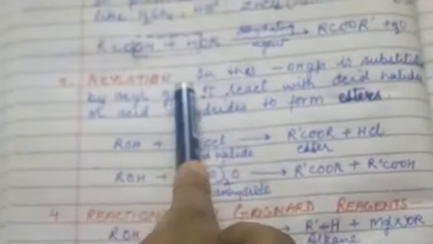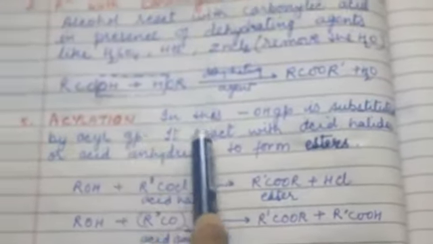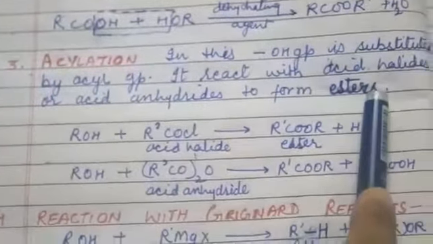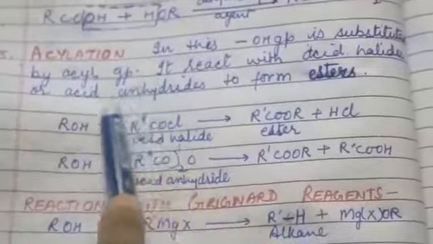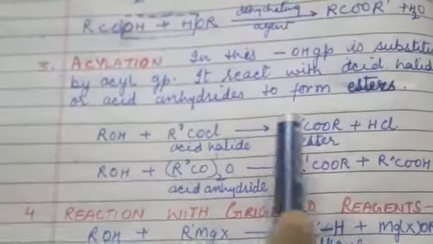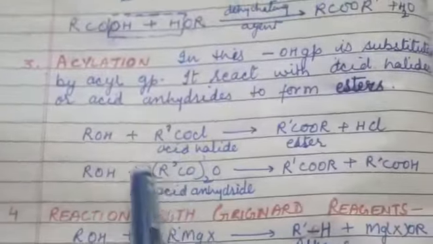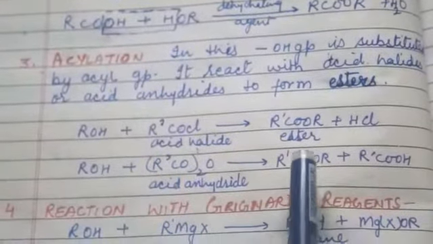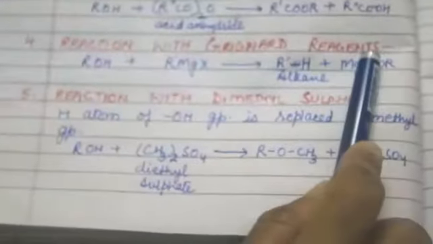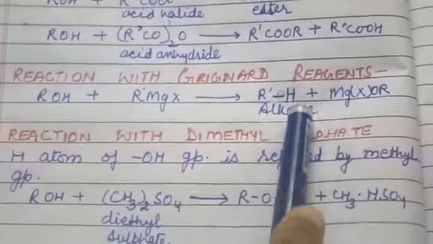Now come to acylation. In this, the OH group is substituted by an acyl group. It reacts with acid halide or acid anhydride to form the ester. This is the acid halide and this is alcohol. When acid halide reacts with alcohol, it forms ester and HCl. Again, when acid anhydride reacts with alcohol, it forms ester and carboxylic acid. Now, reaction with Grignard reagent. When Grignard reagent reacts with alcohol, it forms alkane.